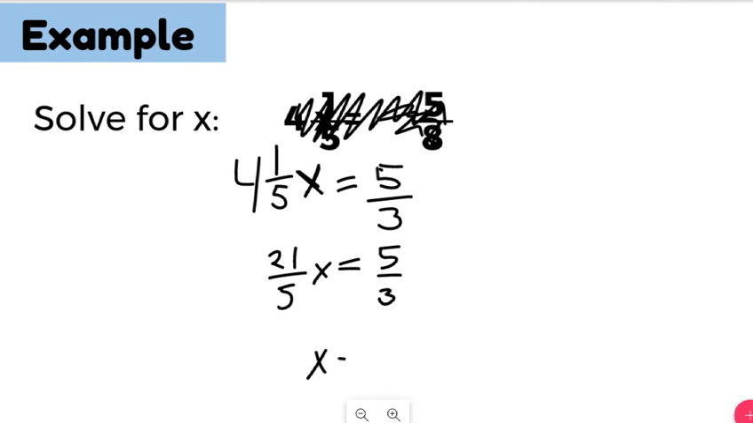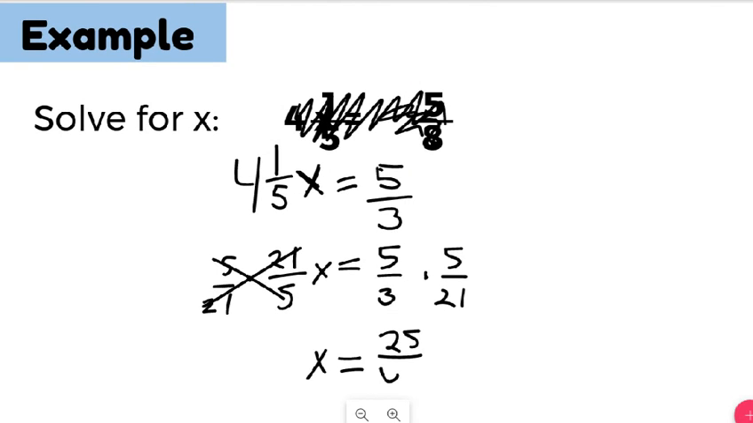Now my goal is to have x equals some number. I have no addition to deal with, so I undo my multiplication using the reciprocal. Multiply both sides by 5/21, so I can cancel out the left side. And on the right-hand side, I multiply across, and I get 25/63. And you're done. And that's it.